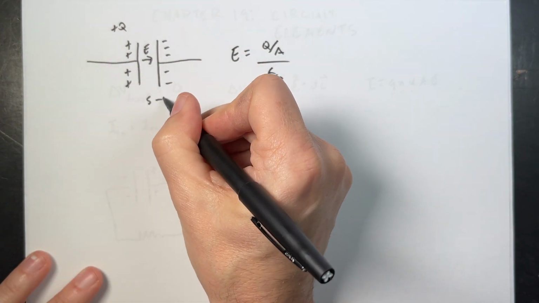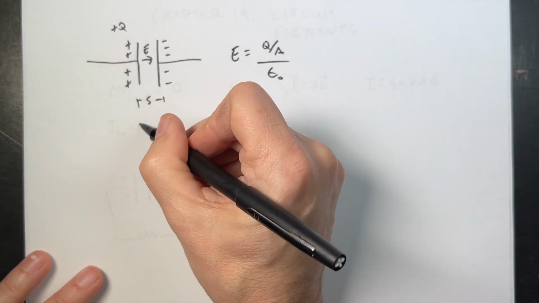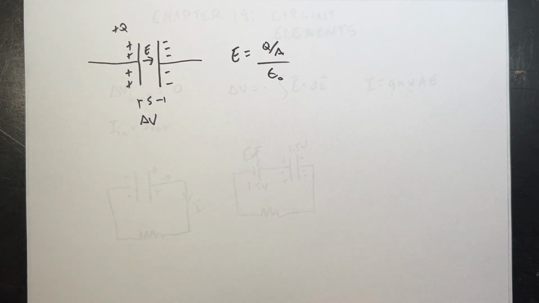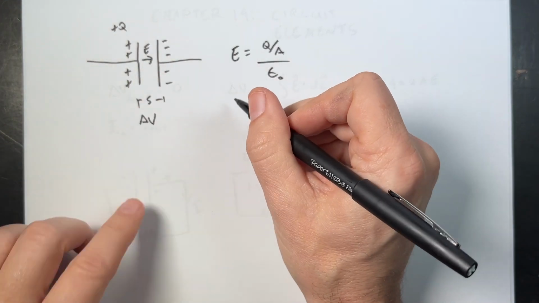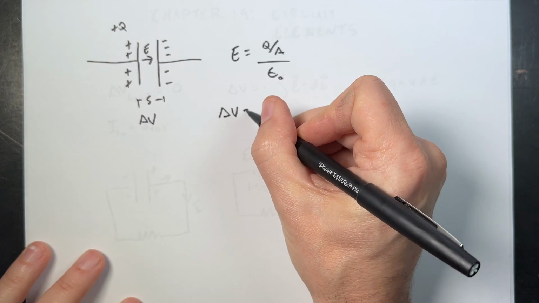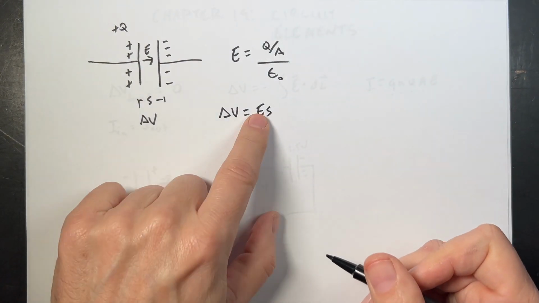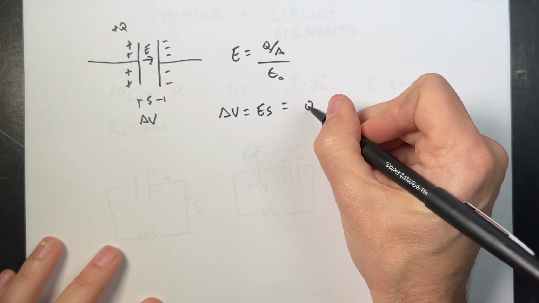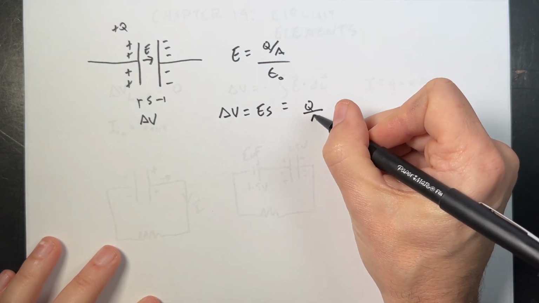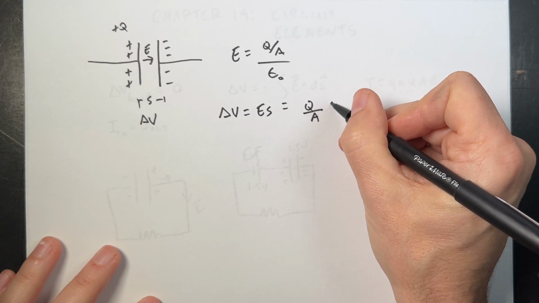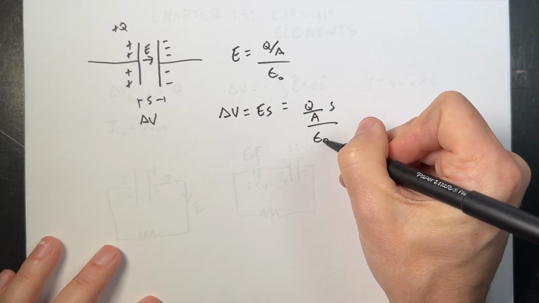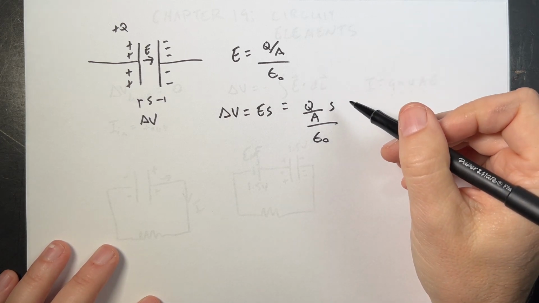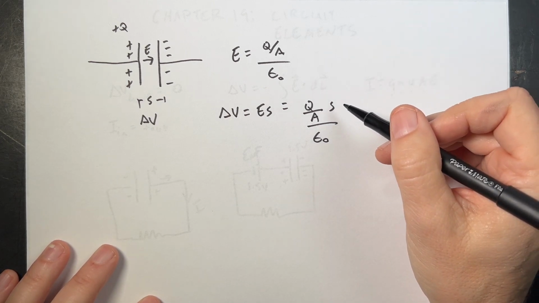Now suppose that I have this separated by a distance S. I can find the change in potential going from here to there, let's just talk about the magnitude. So if the electric field's constant, delta V is E times S. So if I put this in for E, I get Q over A times S, all that over epsilon naught. Okay, so that's the change of potential.